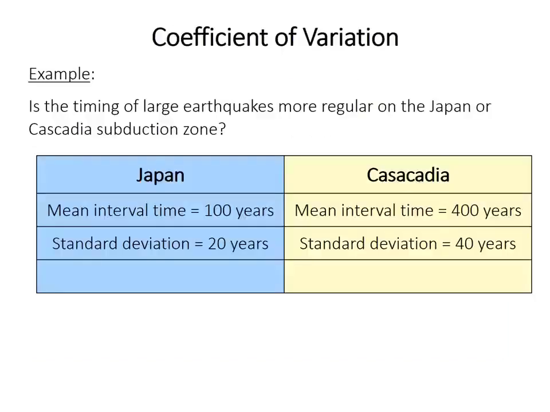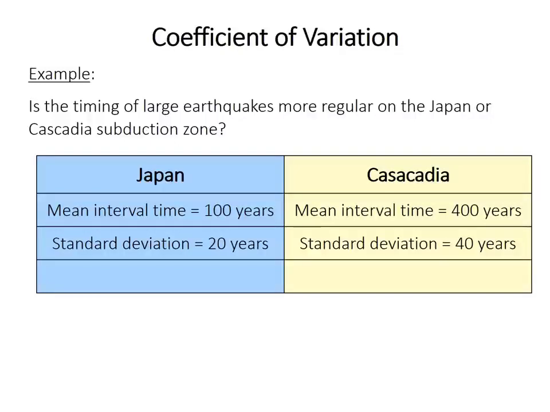So here's an illustrated example of when you might want to use coefficient of variation. Say you want to know whether large earthquakes occur more regularly in Japan or in Cascadia in North America. These are just made up numbers, but the mean time between earthquakes in Japan is 100 years, and it's 400 years in Cascadia. And the standard deviation of the time between earthquakes is 20 years in Japan and 40 years in Cascadia.